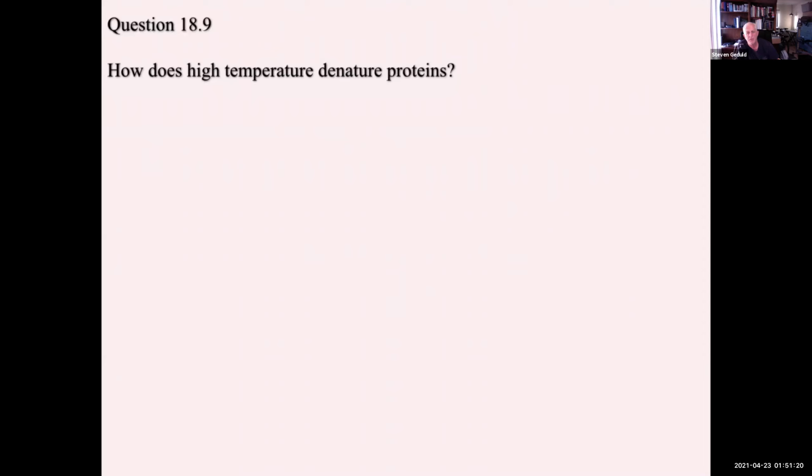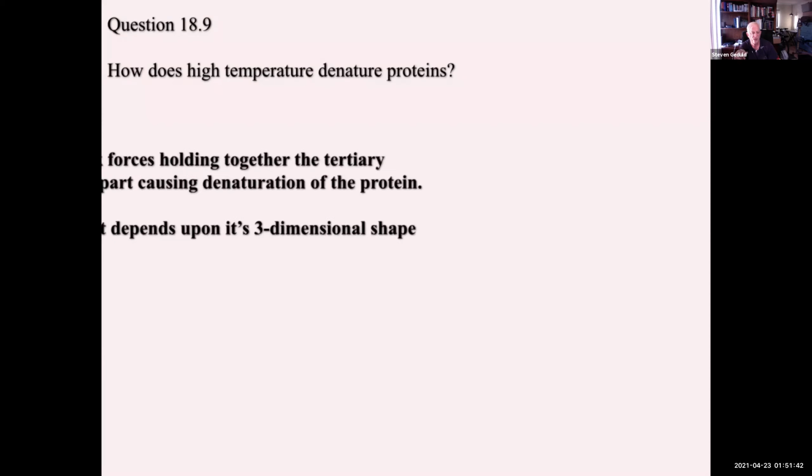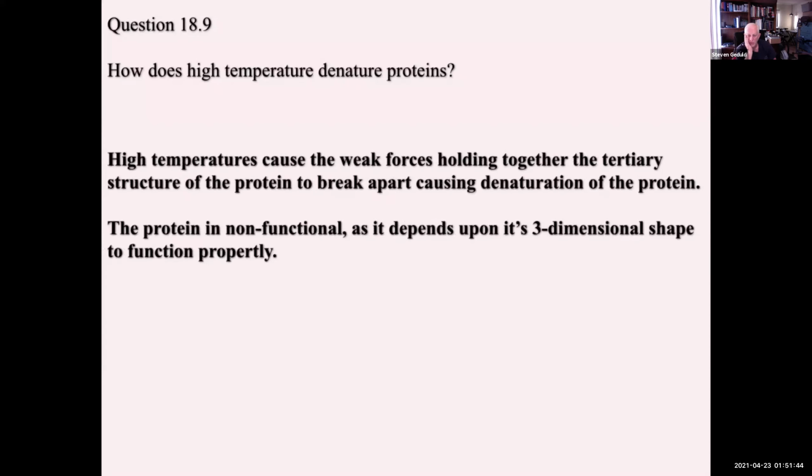So how does high temperature denature proteins? High temperature does what? Remember we talked about it. It heats up the molecules in the solution. The molecules start moving faster, which causes the bonds between the R groups to vibrate. They vibrate enough, they break the protein apart. The protein breaks apart, denatures, and then they clump together. So high temperatures cause the weak forces holding together the tertiary structure of the protein to break apart, causing denaturation. The protein then is non-functional. It depends on its three-dimensional shape to function properly.